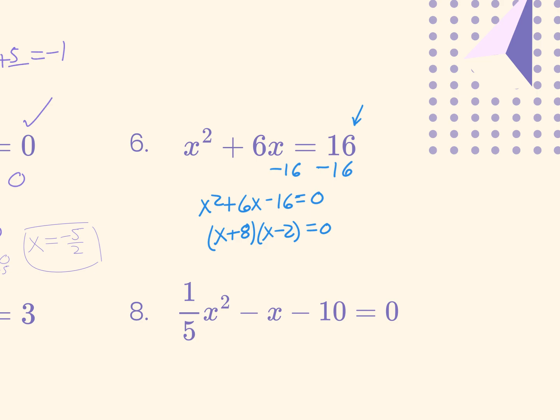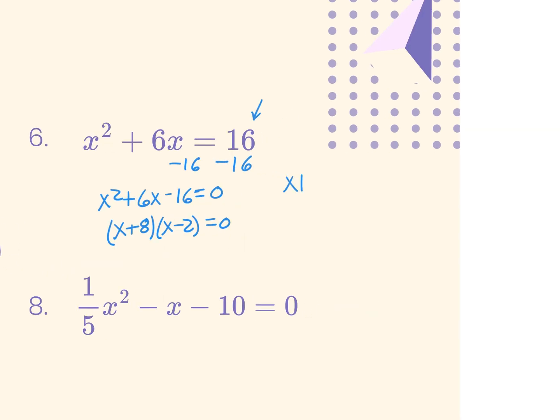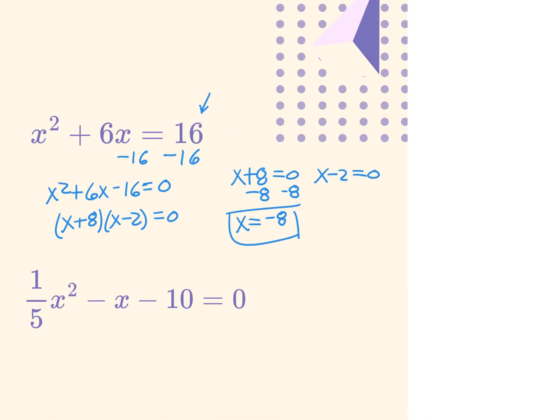equals 0. And then again, zero product property, x plus 8 equals 0, and x minus 2 equals 0. I can subtract 8 on both sides, and then I get x equals negative 8. And then I can add 2 on both sides, and then I get x equals positive 2.